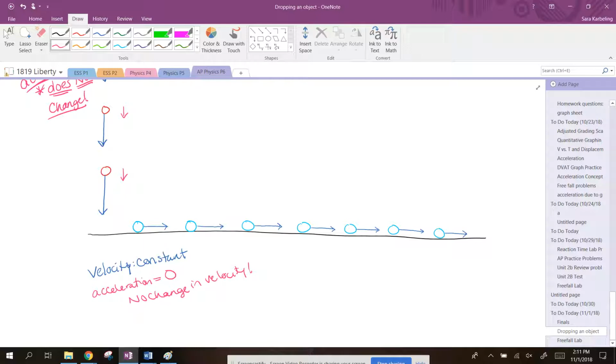I think it's going to be ball A. I think it's going to be ball B. Again, ball A is going to fall more or less straight down. Ball B is going to go that way.